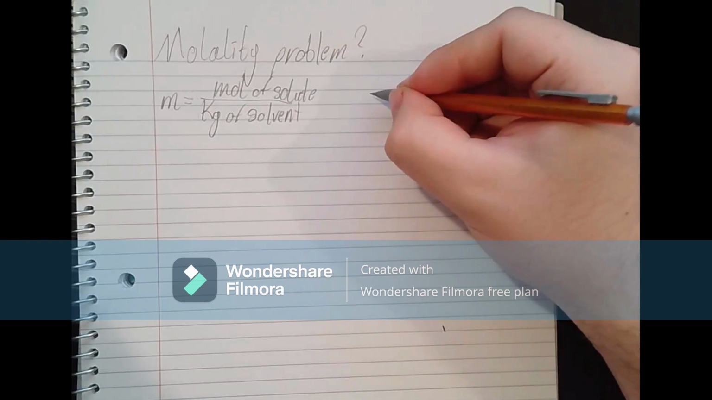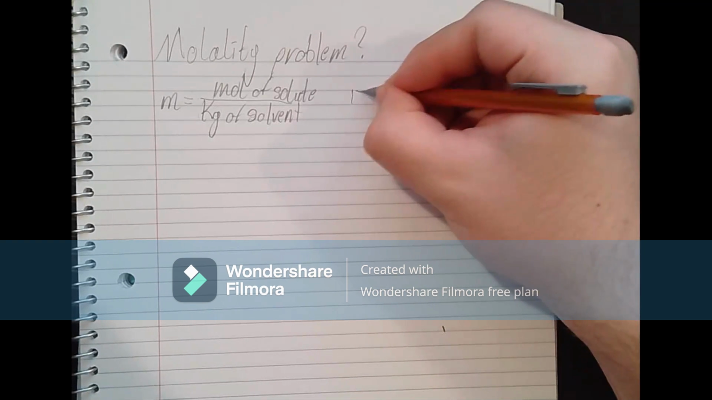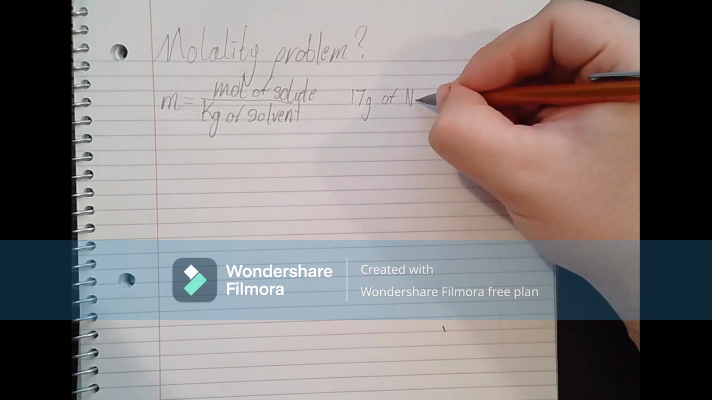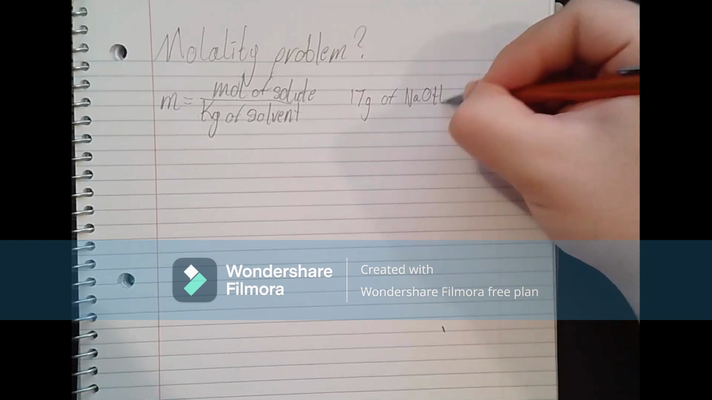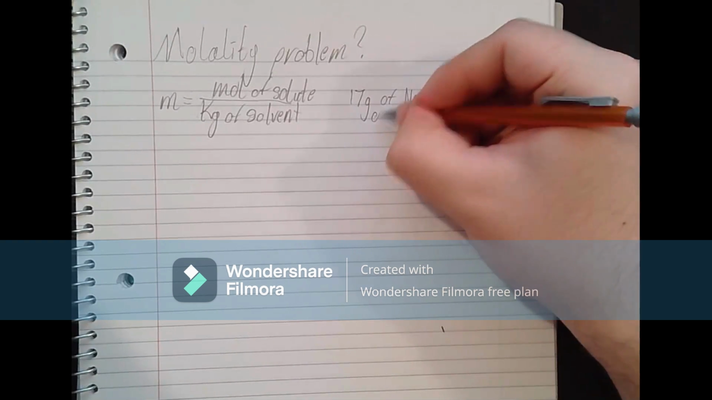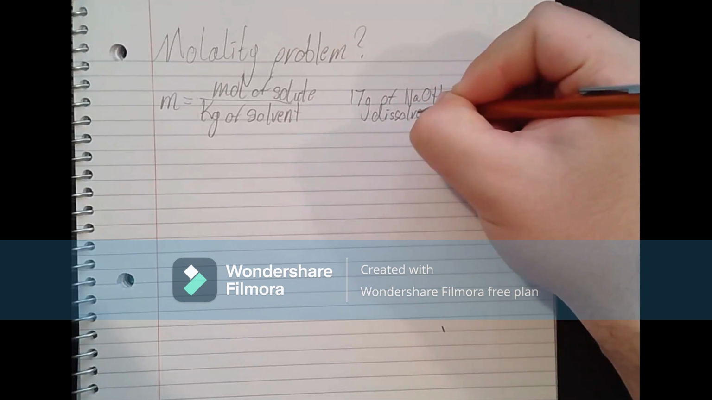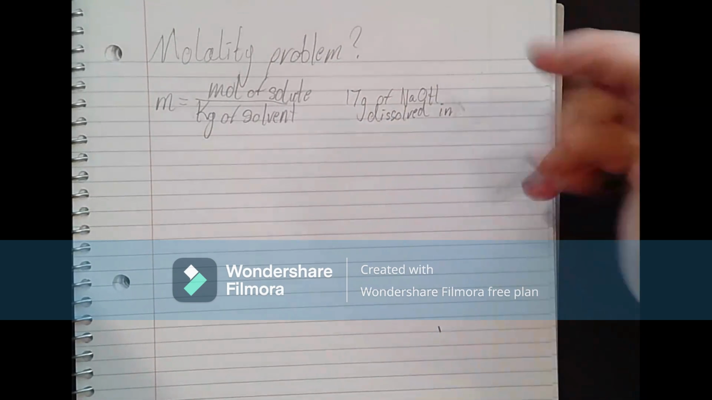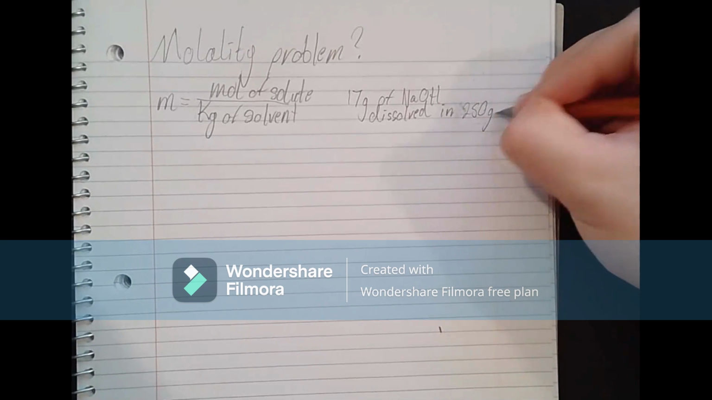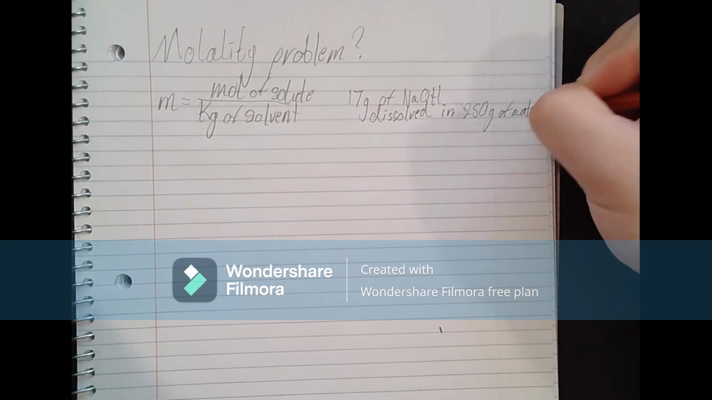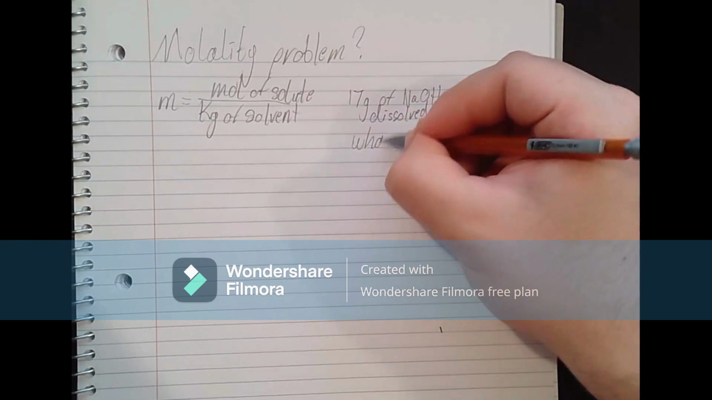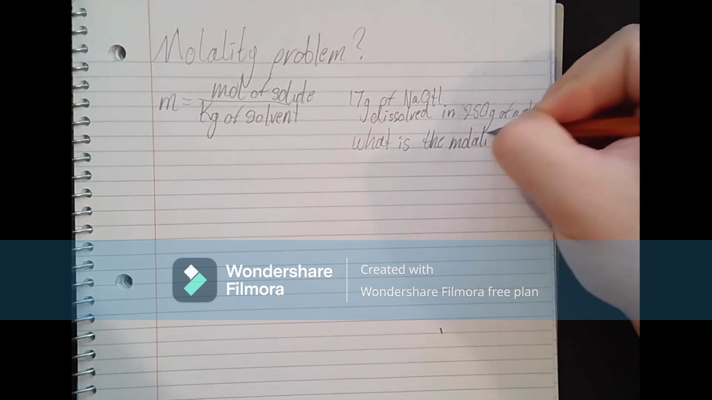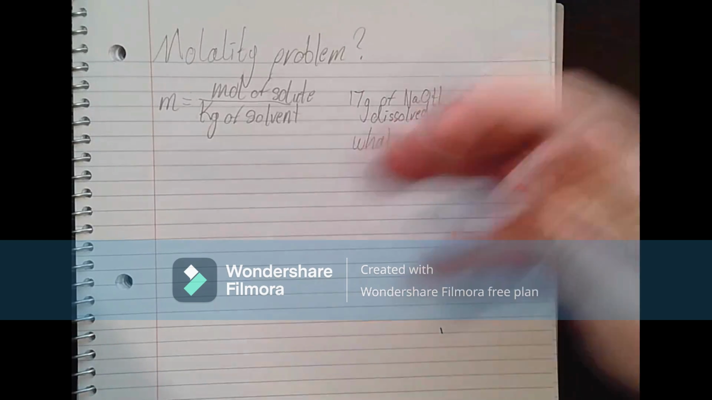So in this question, we'll say we have 17 grams of, say, sodium hydroxide, and it gets dissolved in 250 grams of water. What is the molality? You can already see where this question is going.